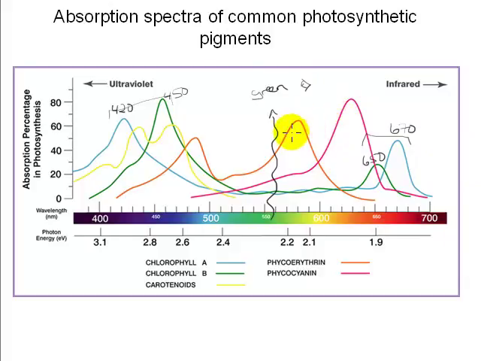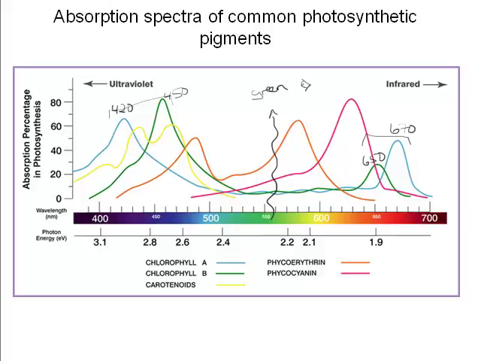Cyanobacteria, on the other hand, might have these phycobilin pigments in addition to chlorophyll, and so they would capture more of these wavelengths in the green and yellow regions of the spectrum. Okay, so pigments have specific molecular structures that allow them to absorb specific energy levels or wavelengths of light. How does that captured energy then get transformed to chemical energy?